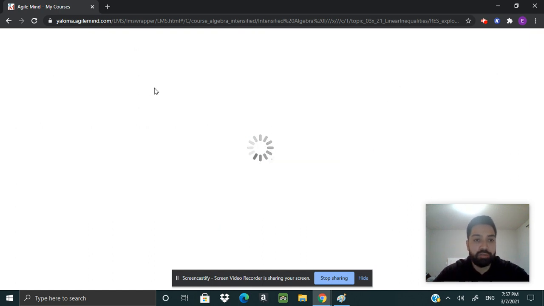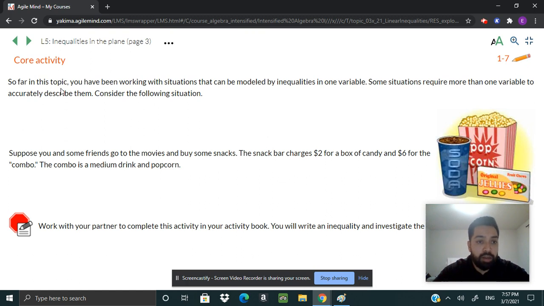Here's the core activity. That's where we're going to begin. In this topic so far, you have been working with situations that can be modeled by inequalities in one variable. So you've done that before in previous lessons. Some situations require more than one variable to accurately describe them. Consider the following situation. Here we're going to take a look at a situation that requires more than one variable. Okay, so more than one letter, basically.